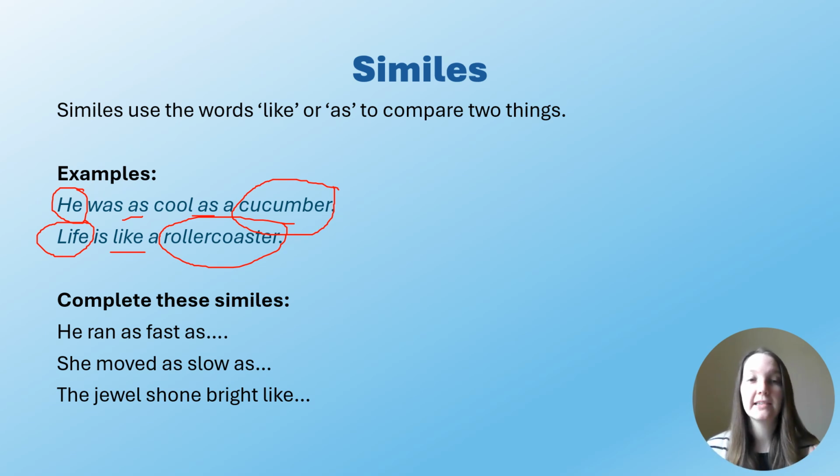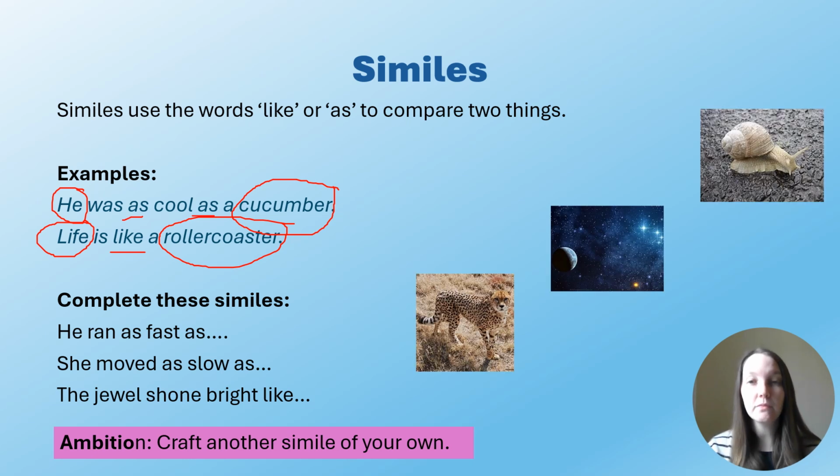So we've got he ran as fast as. You need to think about something that can be really fast. She moved as slow as. So something that moves slow. What could she be compared to? And then we've got the jewel shone bright like. Think about what might shine bright. I've got some images on here to help you as well, and also an ambition task. So see if you can craft any similes of your own, and then hopefully by the end you'll have a lovely bank of knowledge here. So pause this because I will be moving on to metaphors next.